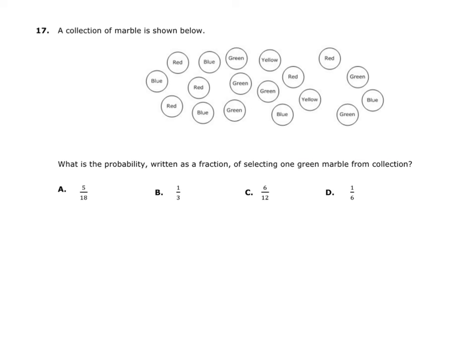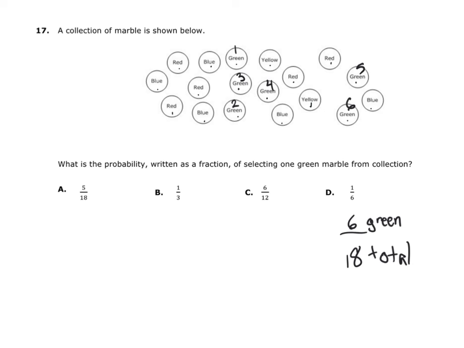17 says a collection of marbles is shown. What's the probability written as a fraction of selecting 1 green marble from this collection? So we have to count up how many total there are first. So we got 1, 2, 3, 4, 5, 6, 7, 8, 9, 10, 11, 12, 13, 14, 15, 16, 17, and 18. So we have 18 total. Now we need to figure out the green marbles. We have 1, 2, 3, 4, 5, 6. Okay, so 6 green.